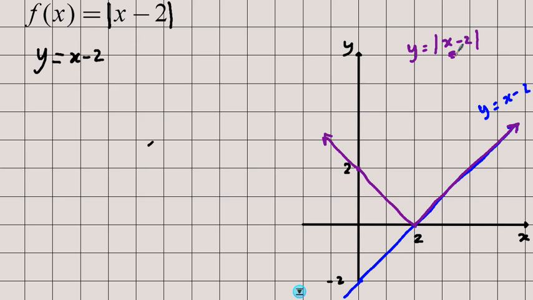Now let's try to redefine this function as a piecewise function. f of x is equal to, and here's our curly bracket. This part is exactly the same as y equals x minus 2. So it equals x minus 2 for the values of 2 or more.